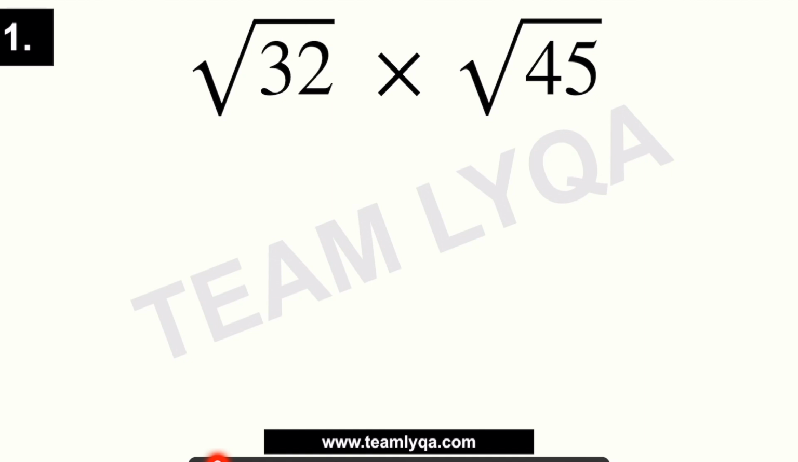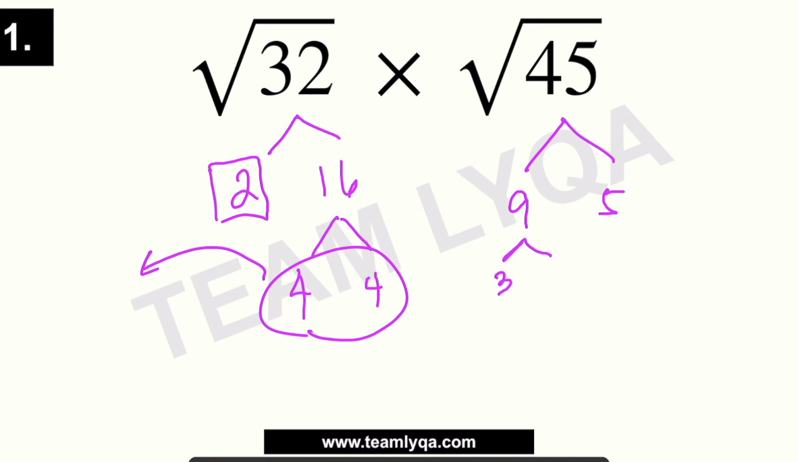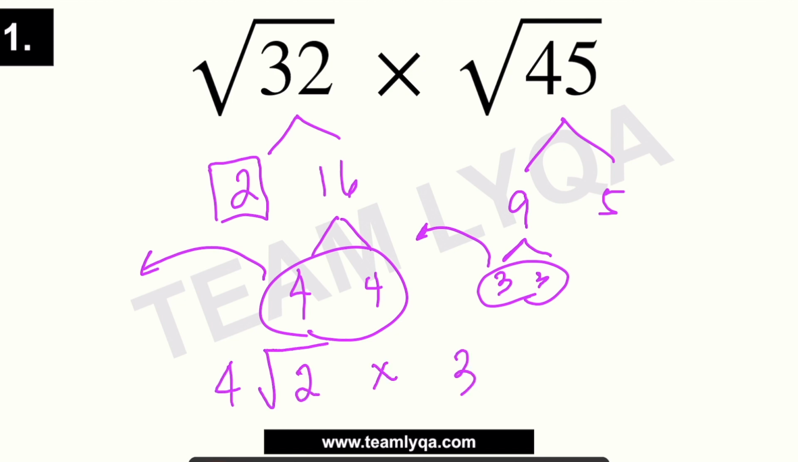So, ito yung ating first question, square root of 32 times square root of 45. Again, para mas madali, i-factor na natin agad. Okay, 32 would be 2 and 16. 16 is 4 and 4. Okay, so ibig sabihin, maglalabas na ako ng 4 agad. May maiiwan na 2. Now, yung 45, kung isi-split ko siya, this will be 9 and 5. Ang 9 ay 3 and 3. So, ibig sabihin, pwede ko siyang ilabas. Ibig sabihin nun, this right here is going to be 4 square root of 2 times 3 square root of 5.